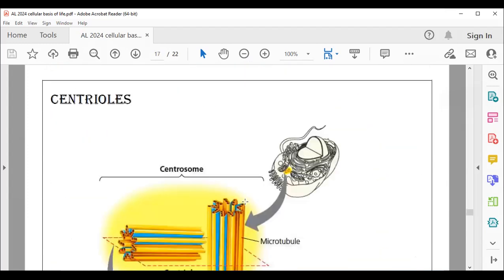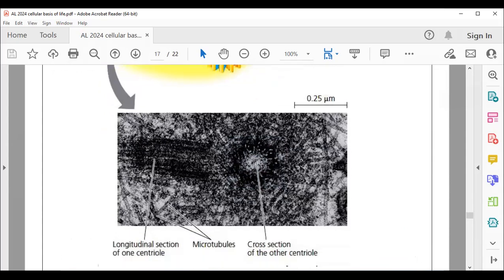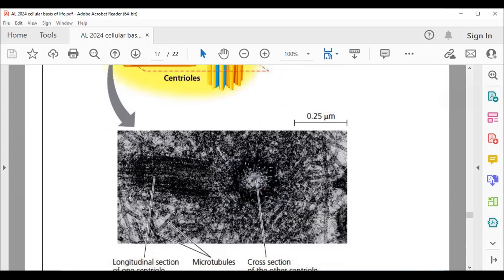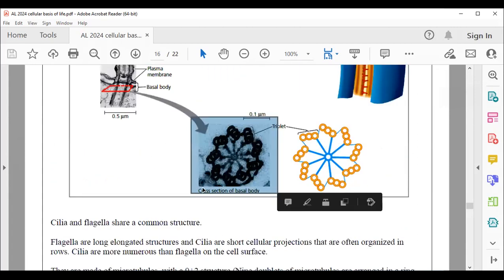The same can be noticed here. The picture is not so clear, but that is the idea. These are TEM diagrams, so they will not be very clear. Understood? That's why I showed you this. You can imagine the same arrangement. This kind of diagram can be the cross section of a basal body, or the cross section of a centriole, because both look alike.